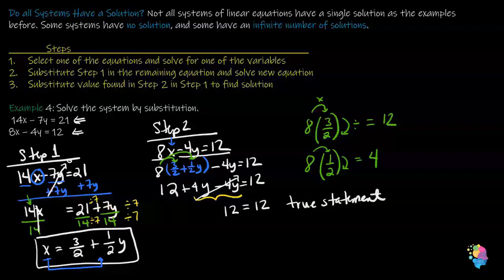What does that mean for us? Well, on the previous example, if you got a false statement, that means that it was no solution because your lines were parallel. In this case, since all the variables disappear again, but I end up with a true statement, the left side is equal to the right side, this means that the system has infinitely many solutions.